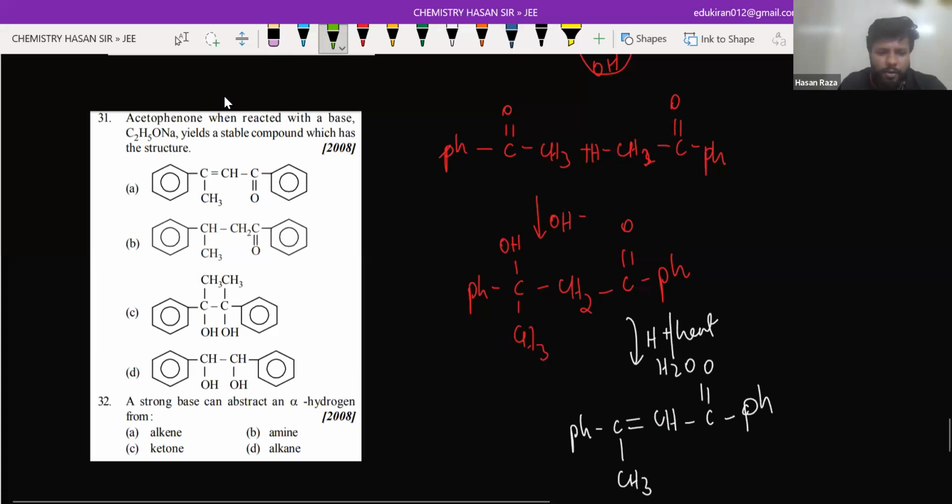So the correct option you can see is this one. So the correct answer is A. Is that clear? Very simple it is. Aldol condensation is there.